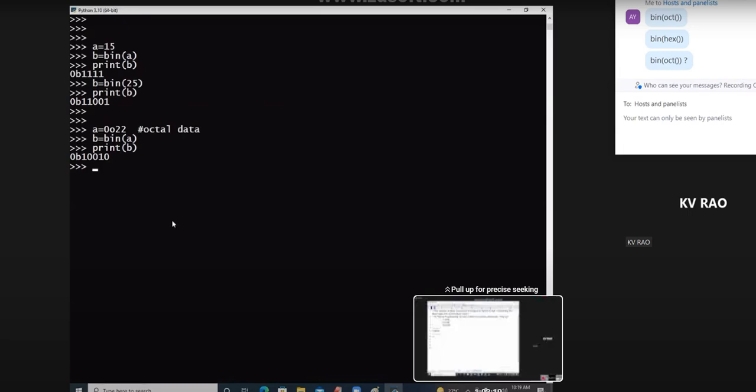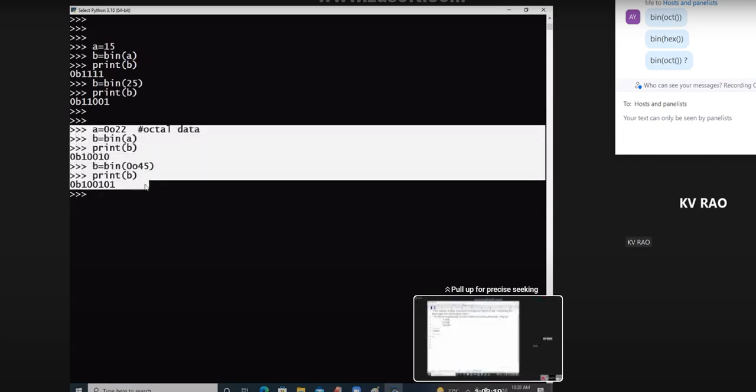Okay, now you can also say directly bin of, and you can say what the data is. You can write 0o, this is a small technique. 0o, something like 45. That 0o45 is octal data converted to binary. No problem. Print of b. You are getting that binary data. 0o45 octal data converted to binary. Directly you can print it. This is called octal representation.